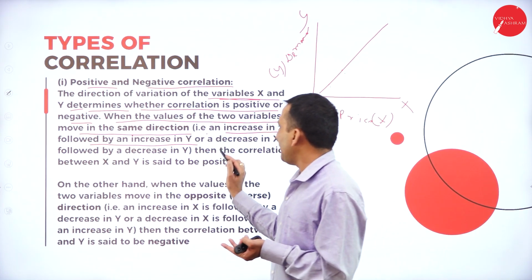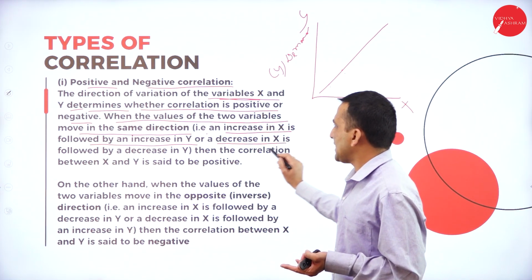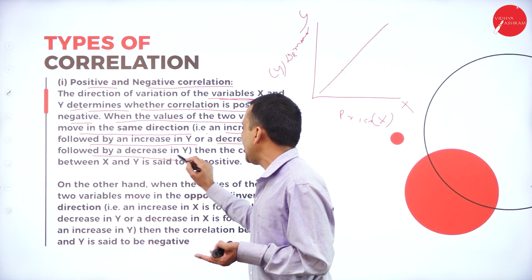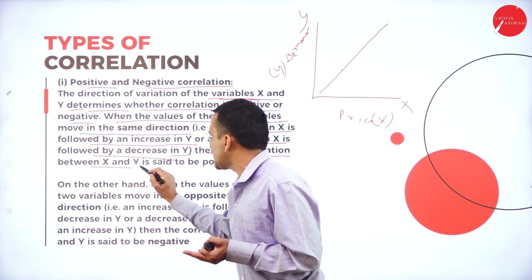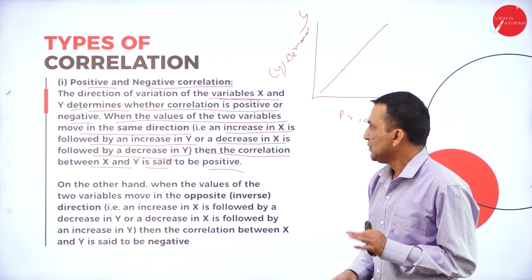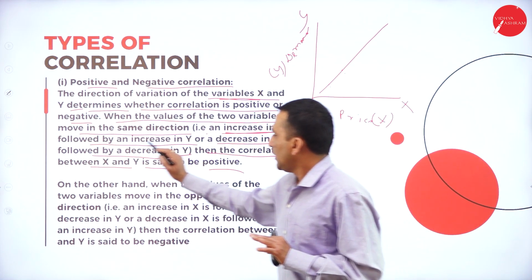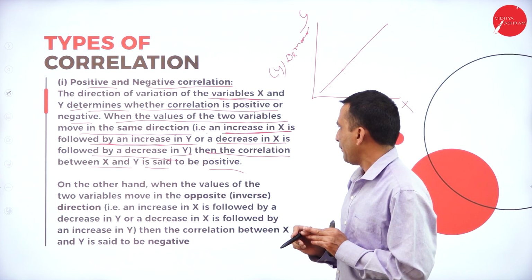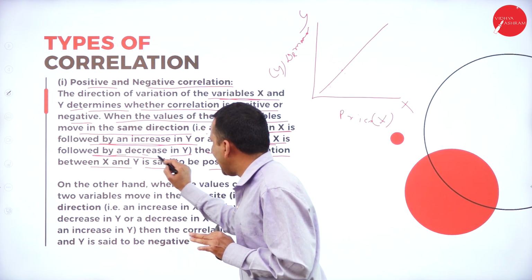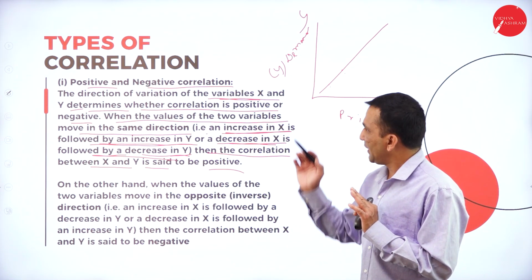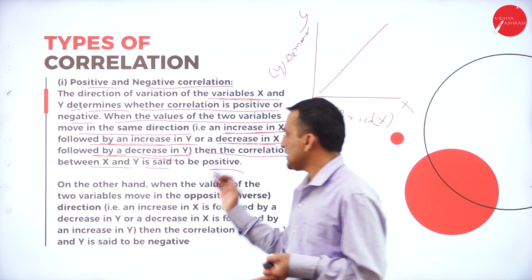Or vice versa: a decrease in x followed by a decrease in y. Then the correlation between x and y is positive. So an increase in x is followed by an increase in y, or a decrease in x is followed by a decrease in y, the same direction. Increase with increase or decrease with decrease, that is positive.